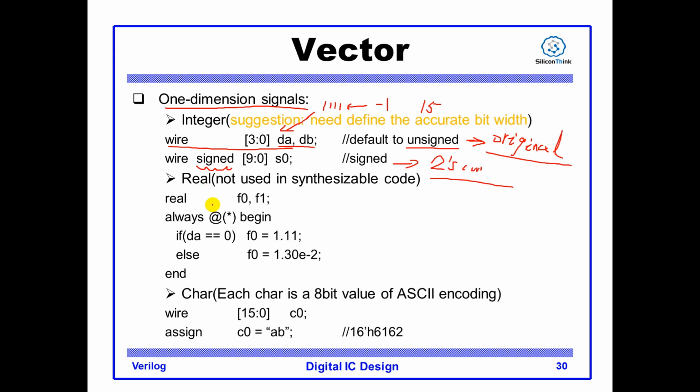For real number, you can have a real number of one dimension and use it, but this is not sensible, at least by law. And also you can have char, and you can use char to assign the value to some one-dimension vector.